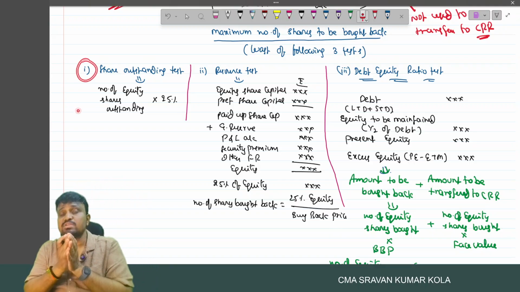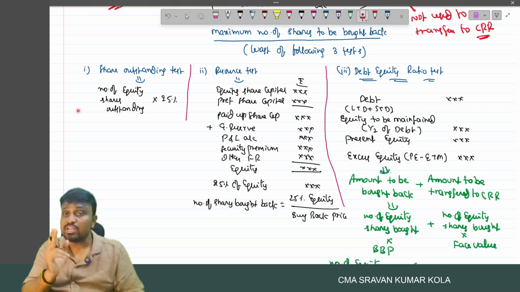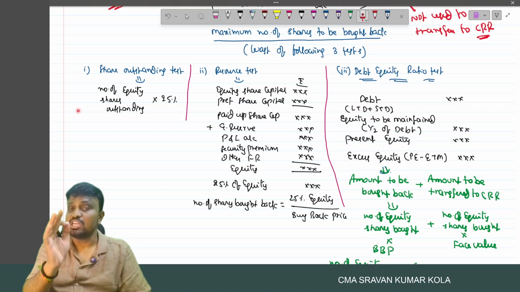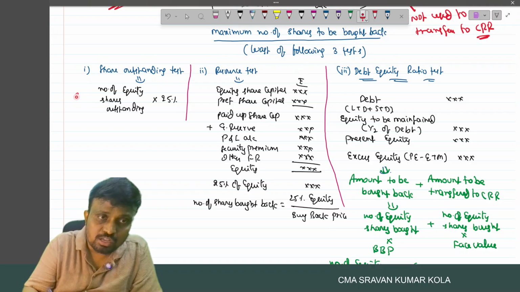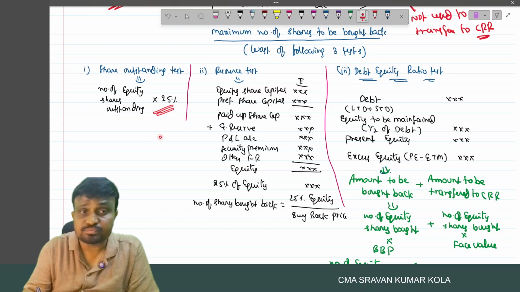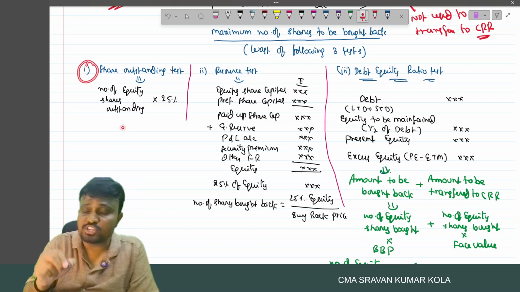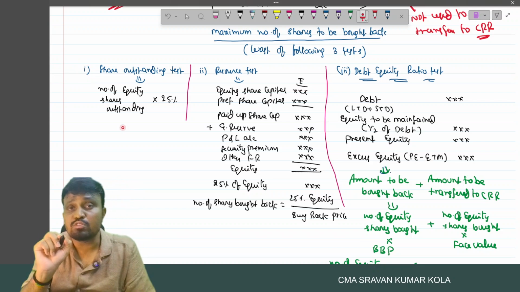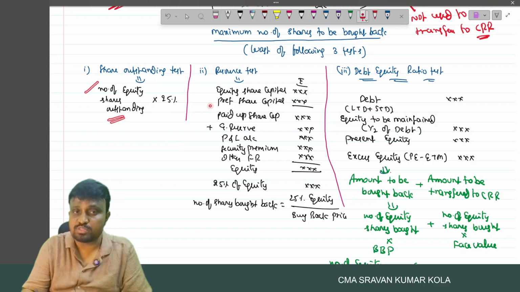The maximum number of shares bought back should be less than or equal to 25% of equity shares outstanding. So the number of equity shares outstanding into 25% we have to consider. As per the share outstanding test, the maximum number of shares bought back is equal to the number of equity shares outstanding into 25%.